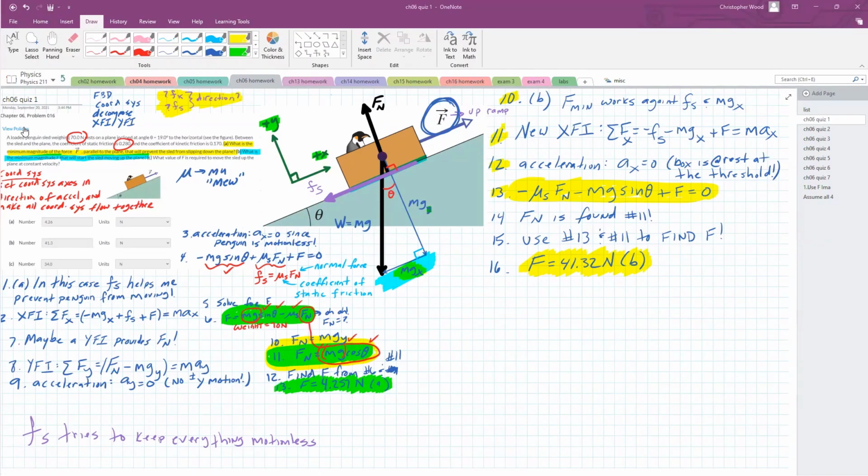Taking an enormous amount of time on this problem, but I think it's justified. I think this is a lot of fundamental stuff. This is the heavy lifting approach, which pays dividends. Chapter 6, quiz 1. All right, you should see it now.